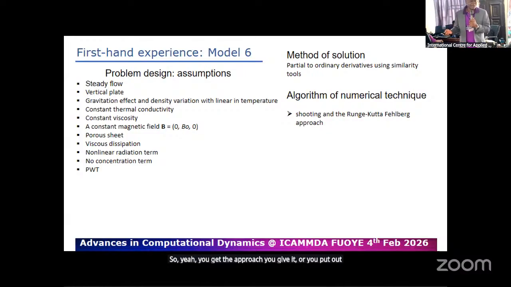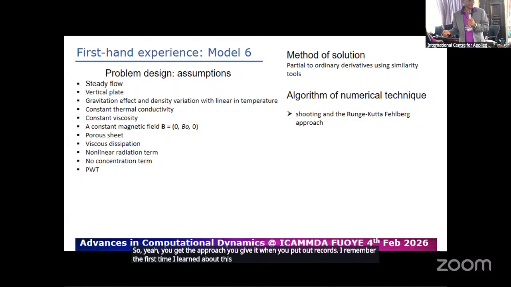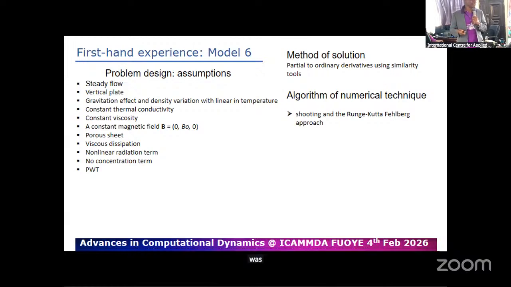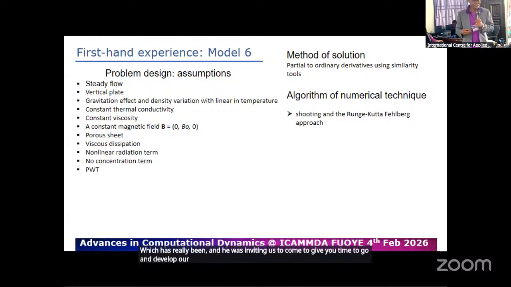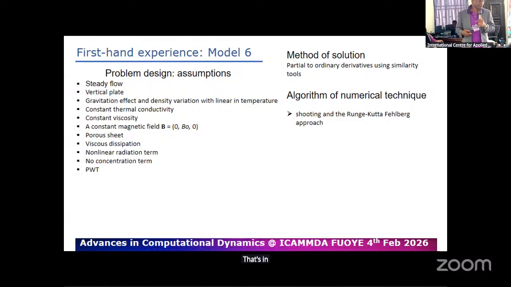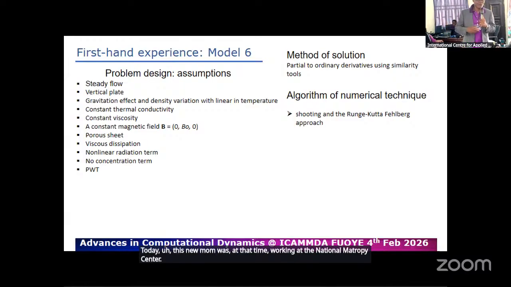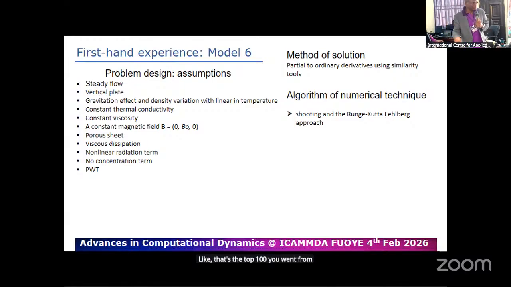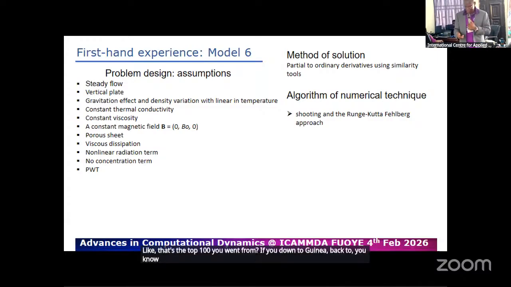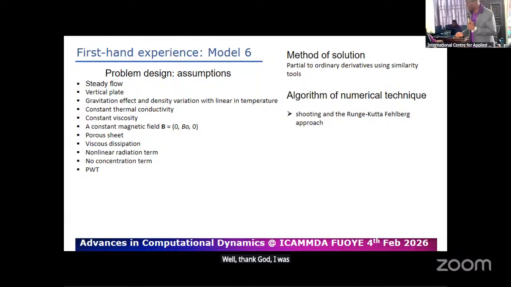I remember the first time I learned about this recruiter was through Professor Fatula, who was at Uniben. He was inviting us to come to Uniben to develop our skill. That's in the early 90s. He was also one of the beneficiaries. Today, he is no more. He was at that time working at the National Mathematical Center. I had to travel all the way from Abuja to Benin and back, up and down. It was not easy, and the roads were not so good. But thank God I was able to get some knowledge.